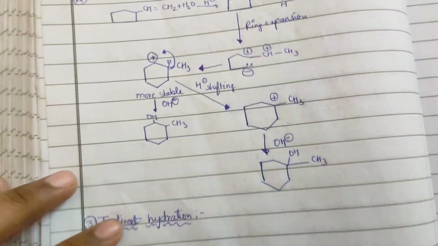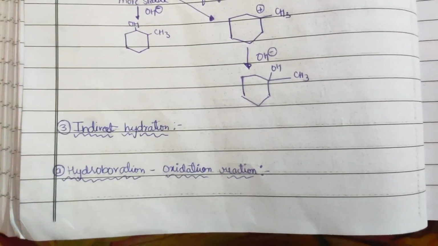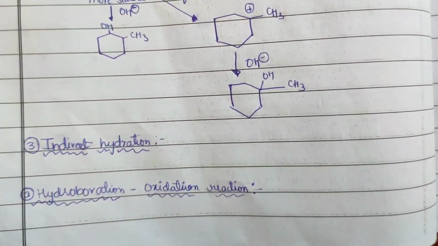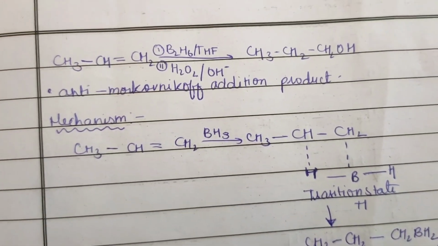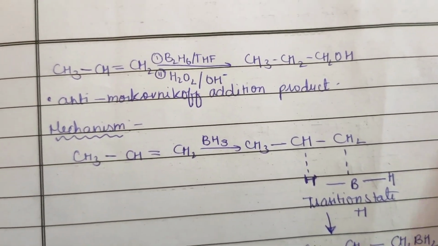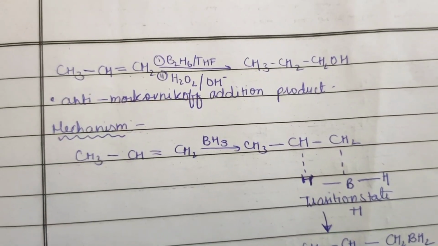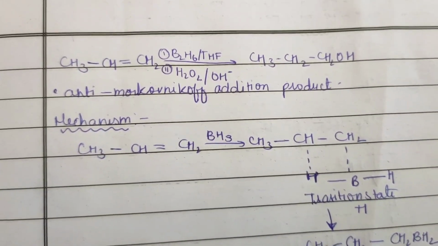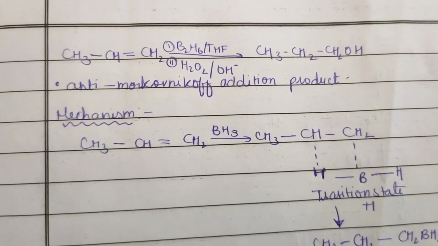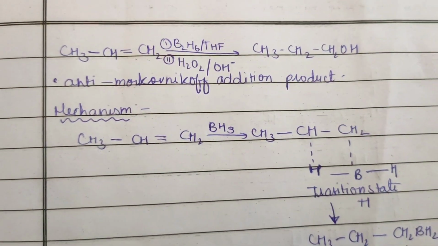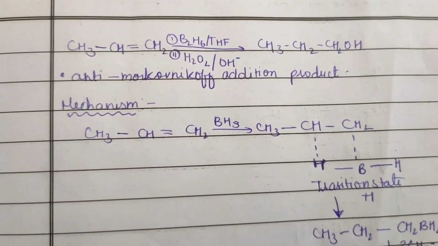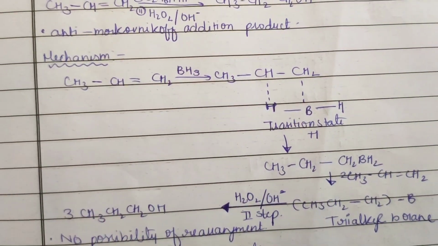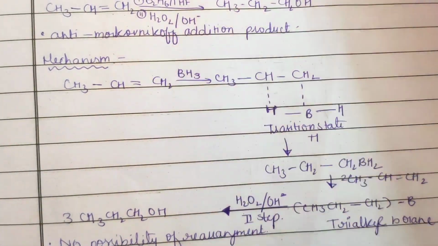Now third is indirect hydration. First is hydroboration oxidation reaction. Here CH3CH=CH2, then B2H6 or THF. Then secondly, it is added with H2O2 or OH minus to give rise to CH3CH2CH2OH. It is the anti-Markovnikov addition product. Now the mechanism: here you can see CH3CH=CH2 added with BH3.